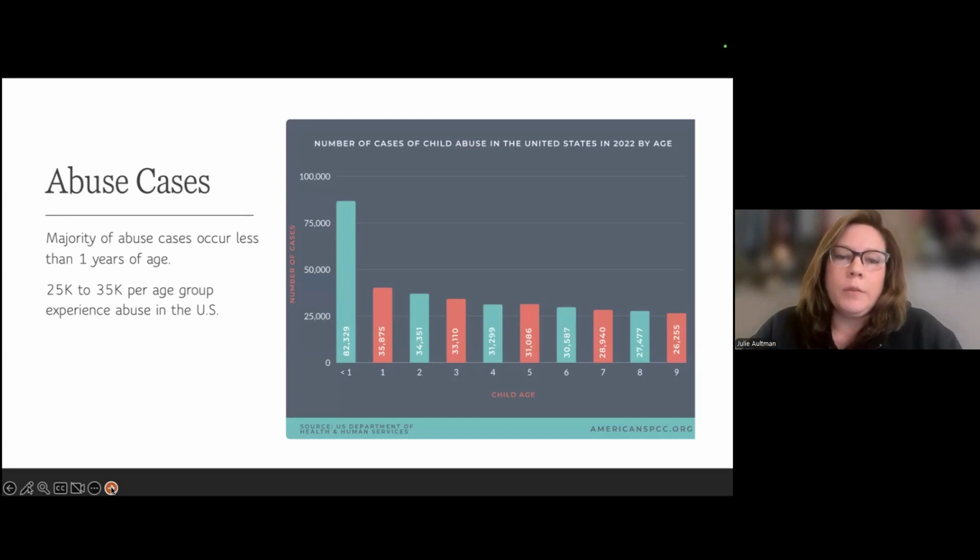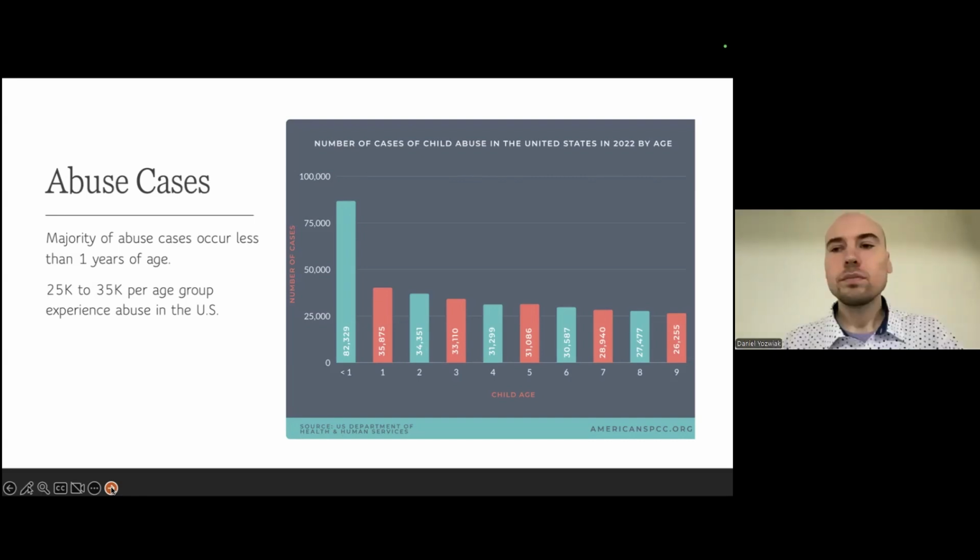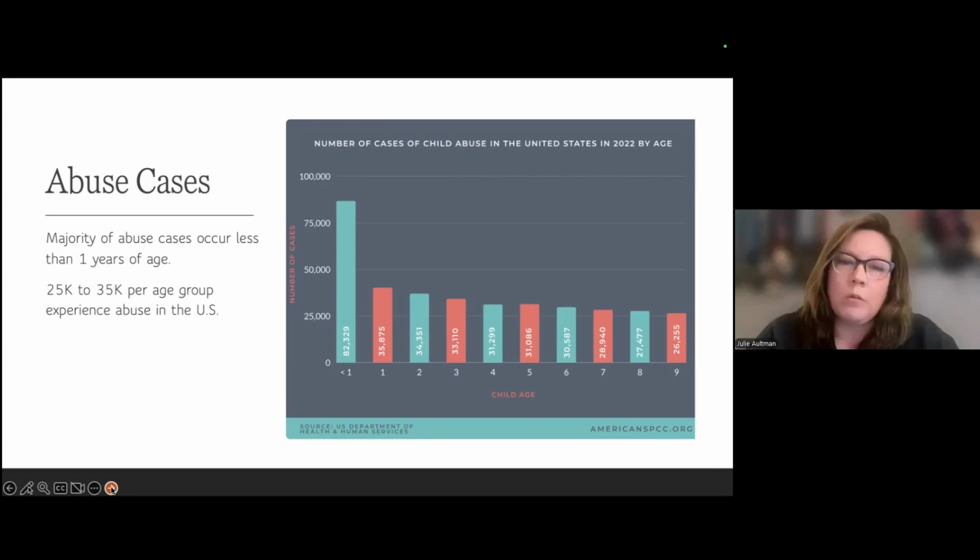If we take a look from the Department of Health and Human Services, here's just an outline of the number of cases back in 2022 by age groups. This is just child age up till 9, and I wanted to show this graph just to present the fact that so many cases are within the first year of life. Yes. 25K to 35K per age group.